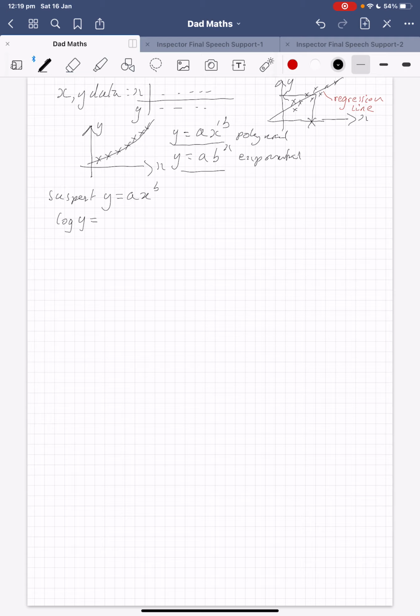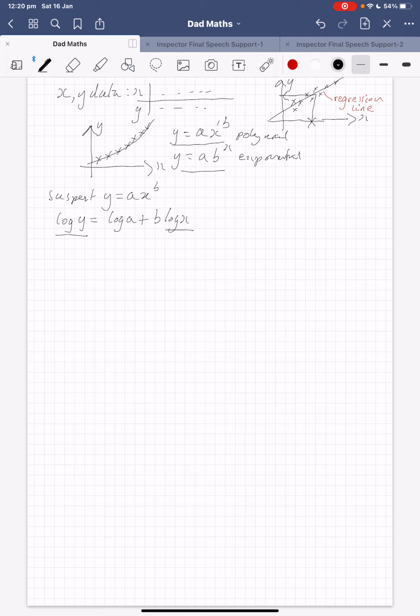If I take log of the right-hand side, I get log of a x to the b. If I simplify that using log rules, I get log of a plus log of x to the b. And then if I use the second rule to bring down the power of b, I get b log x, okay? Here, the variable y has become the variable log y, and the variable x has become the variable log x. The constant a has become the constant log a, and the constant b remains.